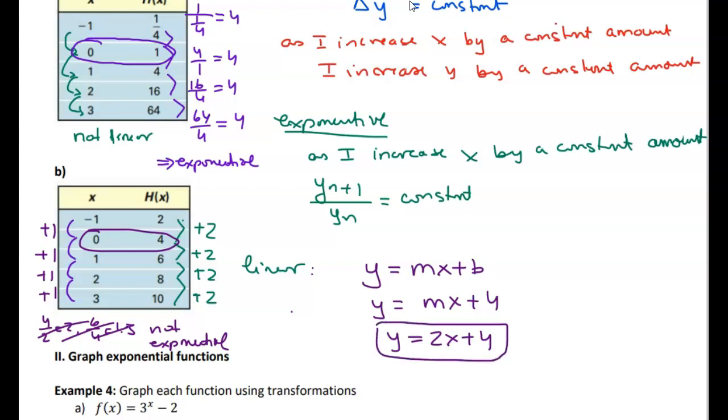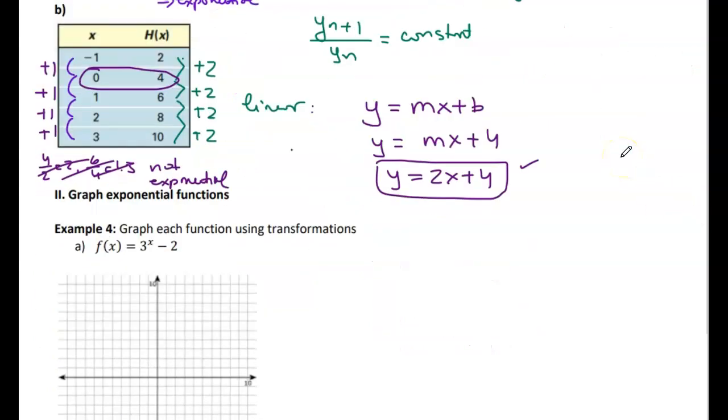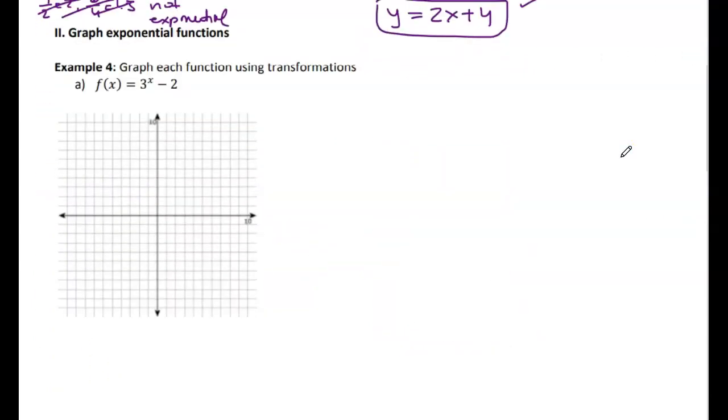And you can check by plugging in, right? When x is -1, we get 2. X is 0, we get 4. X is 1, we get 6. X is 2, it's 8. Right, you can see it checks out. Alright, so that's how you check for exponential and logarithmic functions.